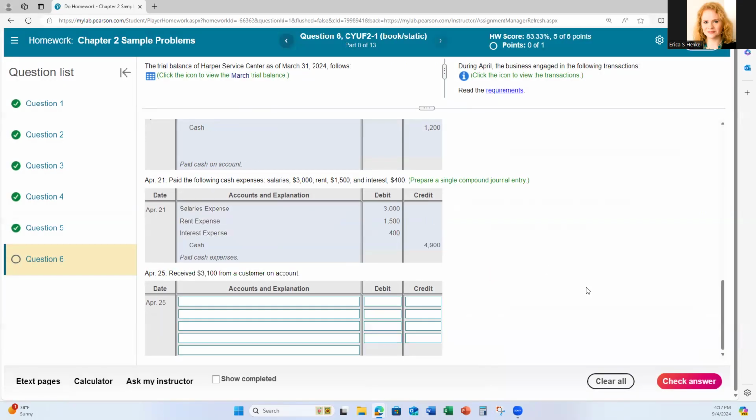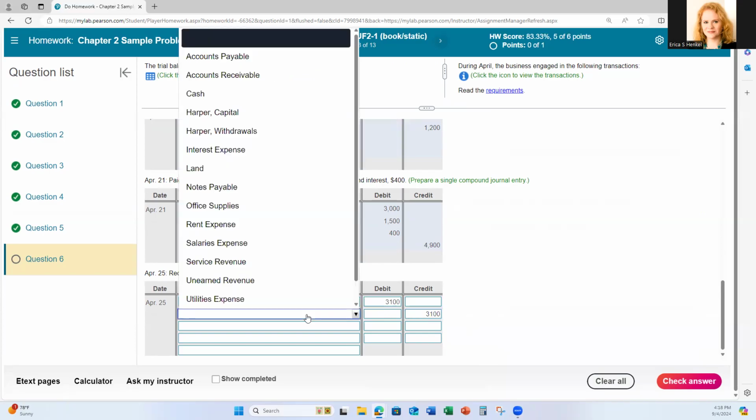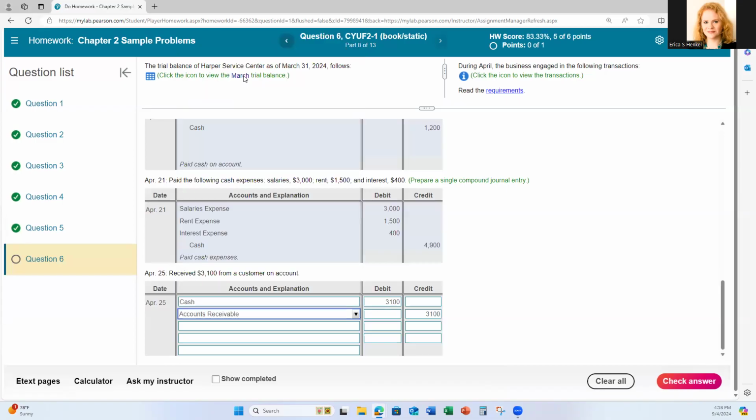All right, next we are receiving $3,100 from a customer on account, so we are going to increase, or debit, our cash. And it's on account, which means that we had performed services for them previously. They did not pay us. So what we're doing is we're reducing the accounts receivable that they owe us and increasing cash.